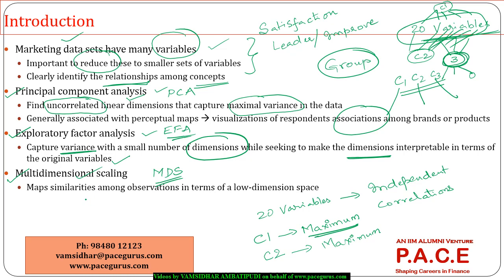Similarly, the third thing which can bring out a reduced set of variables is multidimensional scaling, where the similarities among the observations are typically mapped. So in terms of the low dimension space, the similarities among the observations are typically mapped. Again, when we take up examples, it could be much more comfortable for us.